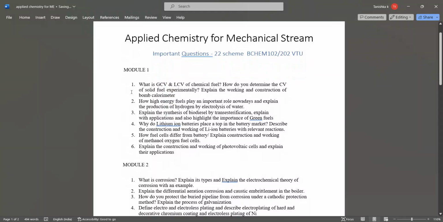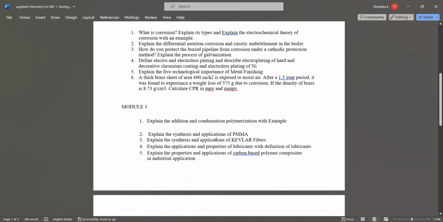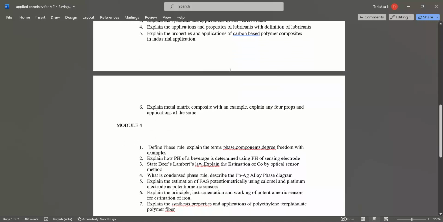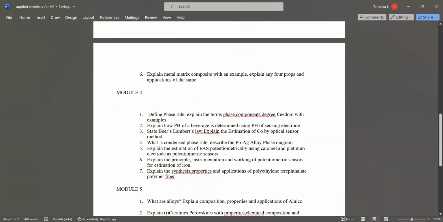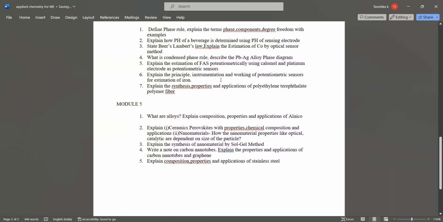So in module 1, out of 6 questions you can study any 5 questions, and in module 2, out of 6 questions you can study any 5 questions. In module 3 there are 6 questions, and out of 6 questions again you can study any 5. Then in module 4, 7 questions are there. Out of 7 you can study any 6 questions. In module 5, all 5 questions you have to study.